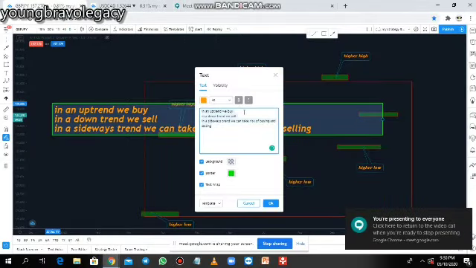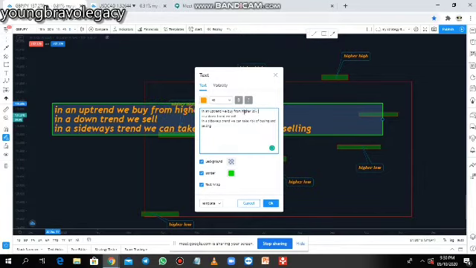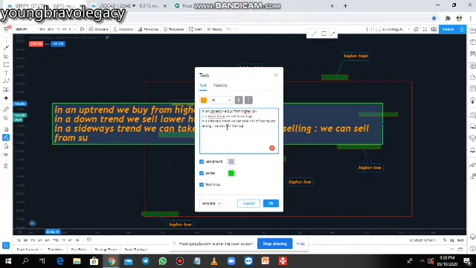Now let me complete this sentence. In an uptrend we buy from the higher low. In a downtrend we sell from the lower high. While in a sideways trend we can sell from resistance and buy from support.